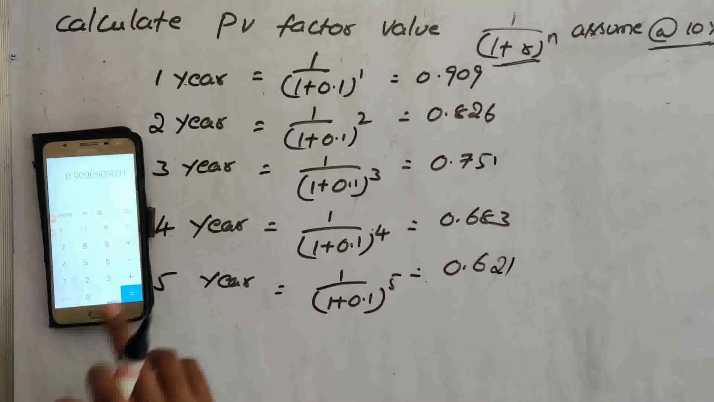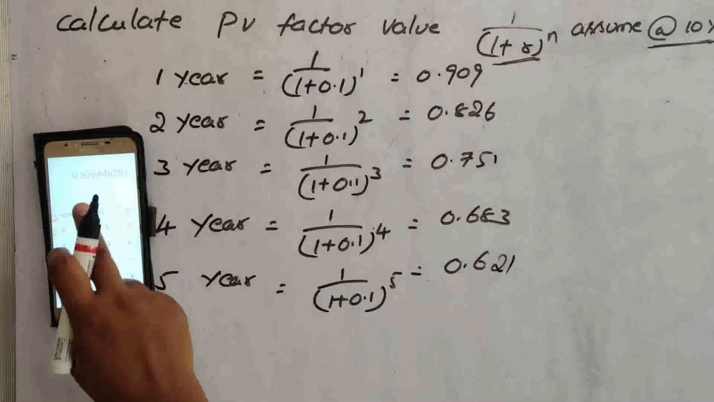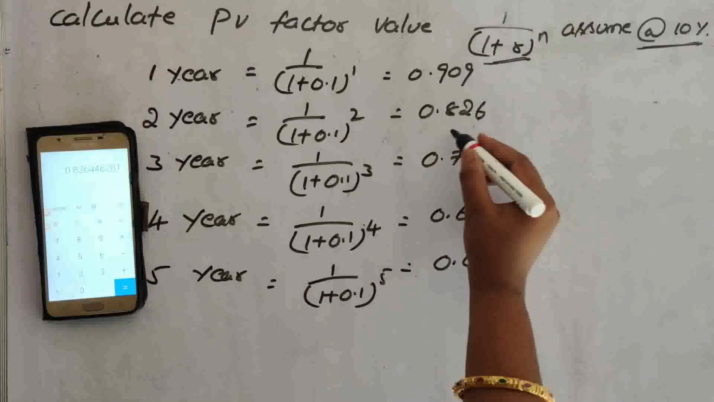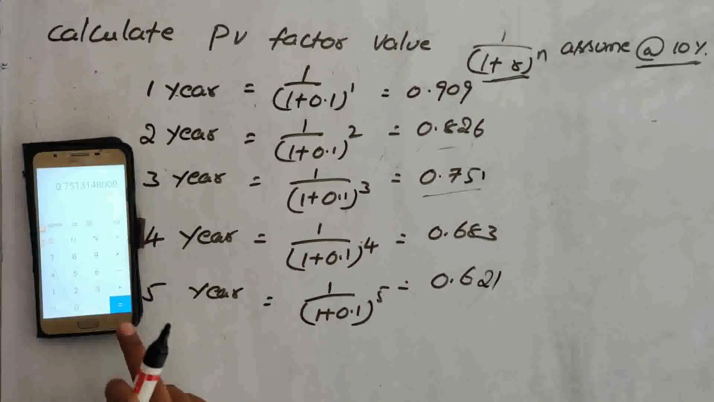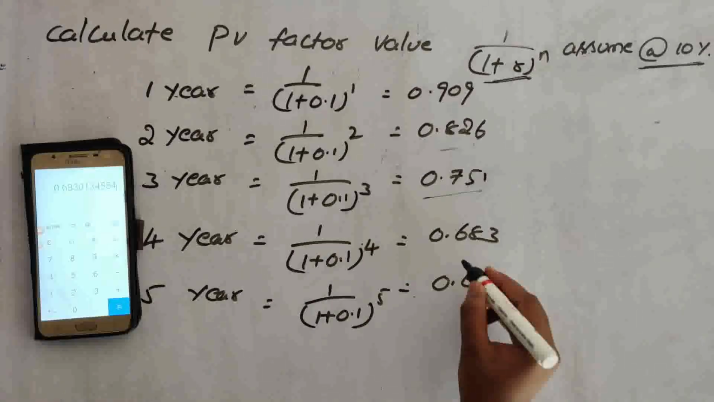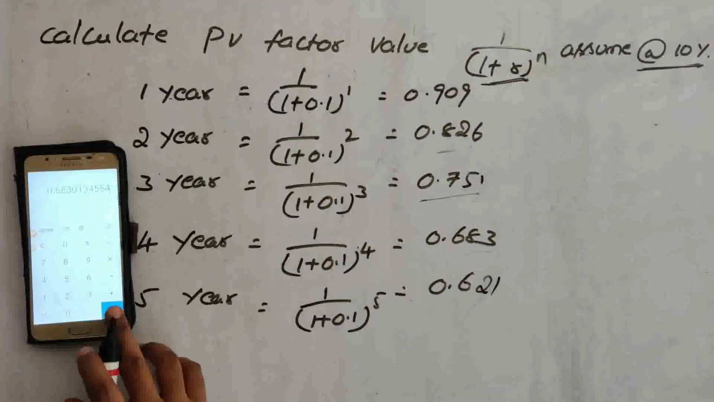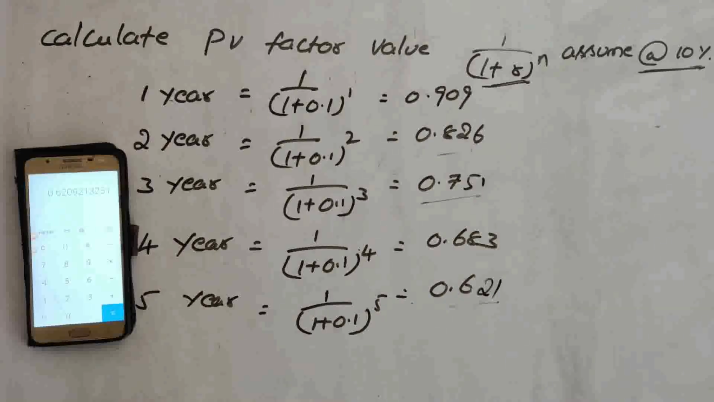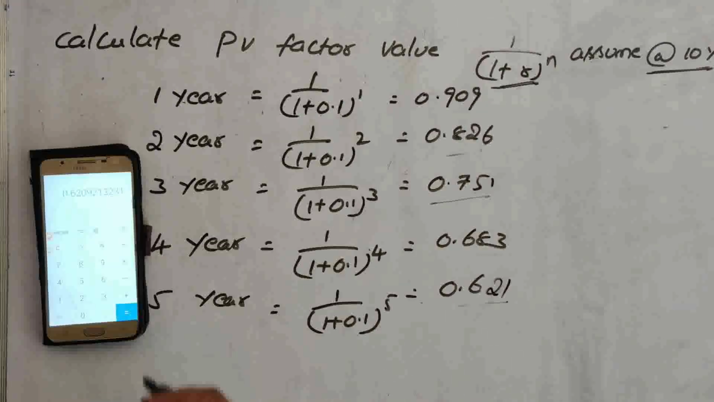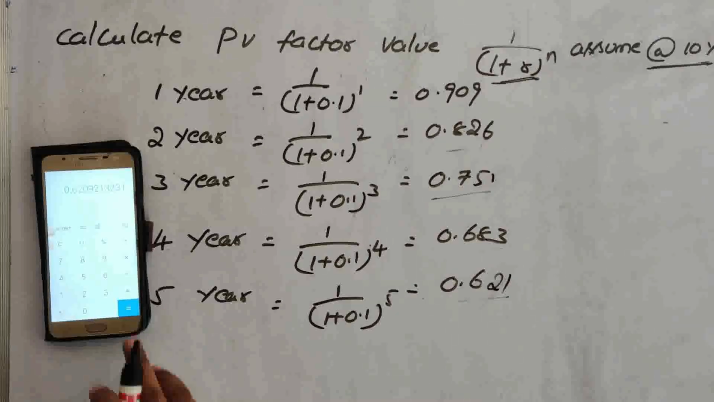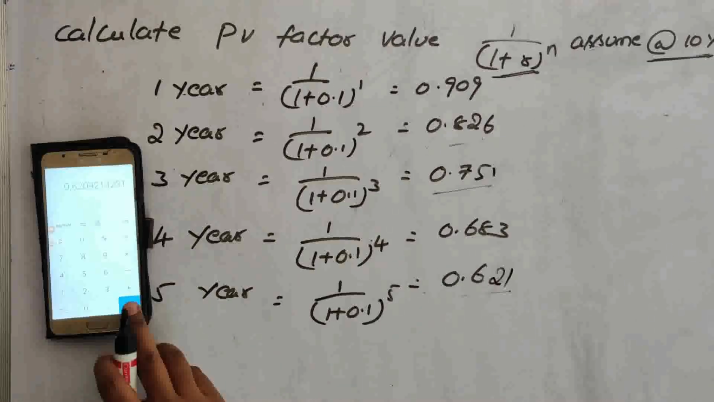equals 0.909. And second year 0.826 and third year 0.751 and fourth year 0.683, fifth year 0.621. Up to that you can calculate, however many years they have given. You can calculate up to the life of the project. Thank you.